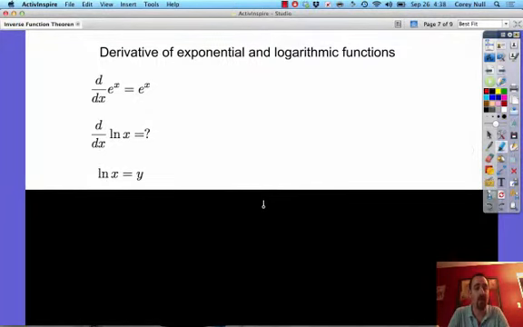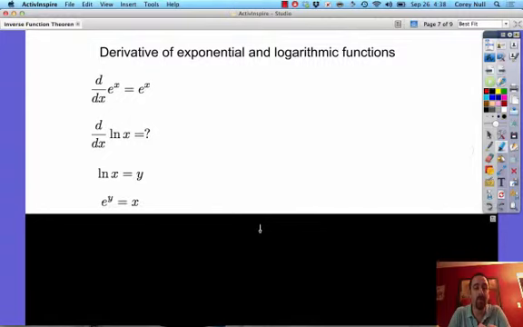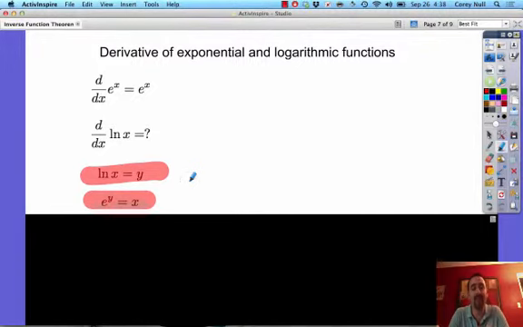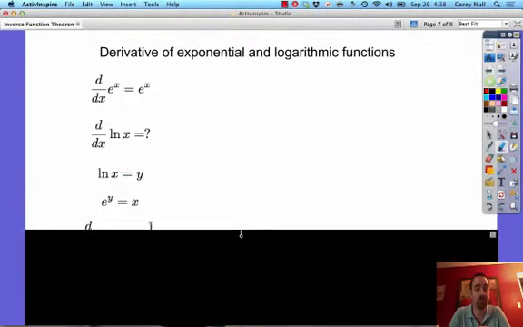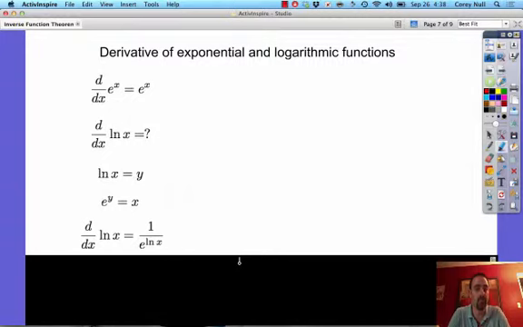So ln of x equals y. That's our function we're finding the derivative of. Now, I can state ln of x as the inverse of e, right? Remember that ln of x is often defined this way. ln of x is defined as the inverse function of e. If ln of x equals y, then e to the y equals x. That's a definition.